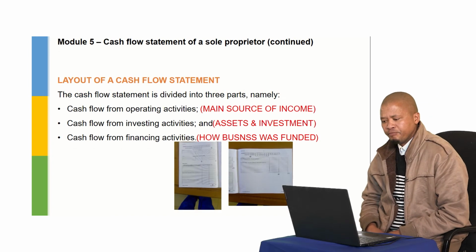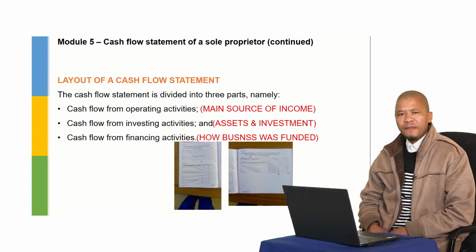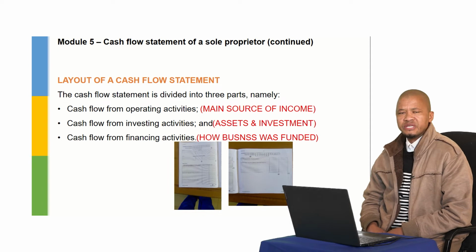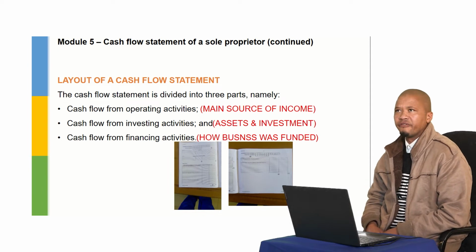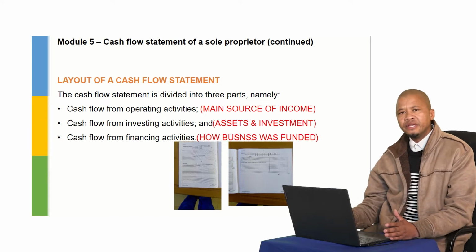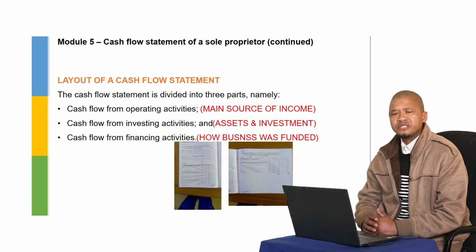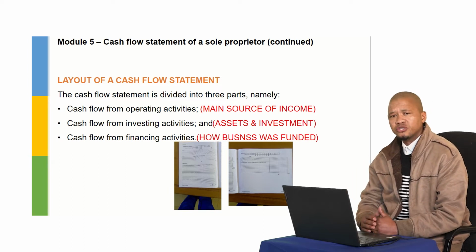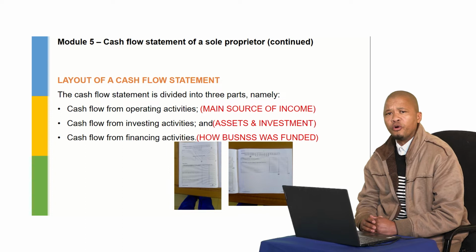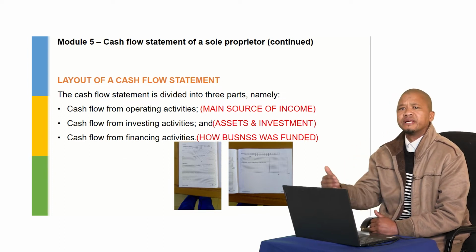Then the layout of the cash flow statement. Remember, students, we must have a prescribed format, which is recommended by the International Financial Reporting Standards. How do you compile a cash flow statement for a sole trader? It must consist of three stages or categories. The first is your cash flow from operating activities, which is the main source of your income. How do you generate that income?